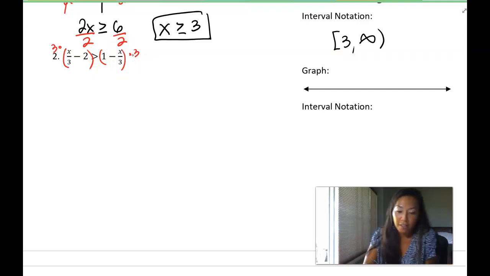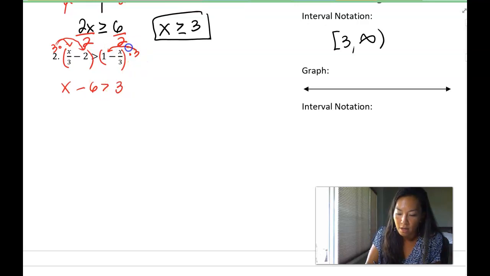Okay, so let's multiply the 3 to this one. That's going to just leave me with x. And then the 3 to that one, that's going to be a minus 6. Now I have to multiply the 3 to this one. I get 3. And that one cancels out, so it's just going to be a minus x.